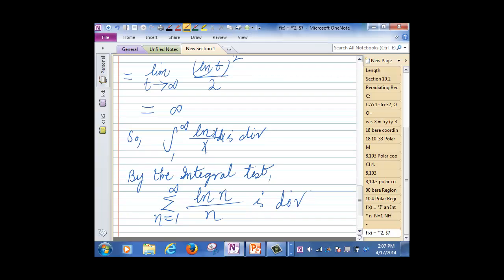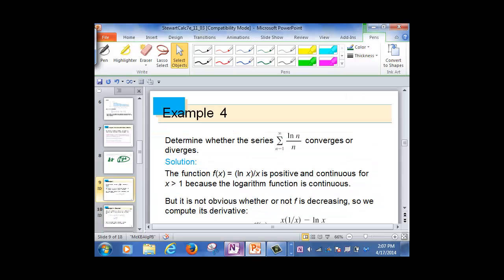Once again, the conditions are the function f that we have needs to be positive, right? Needs to be continuous and needs to be a decreasing function. Okay? Otherwise, we can't really use it. Any questions on what we did so far?